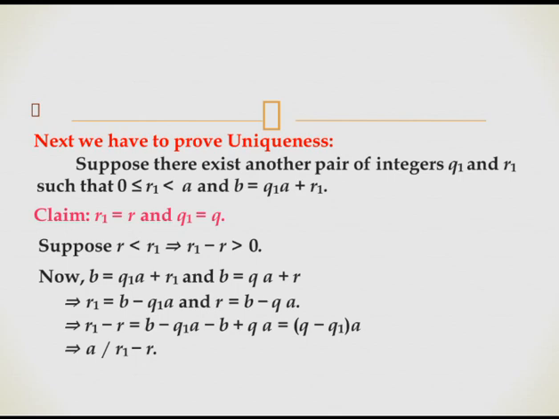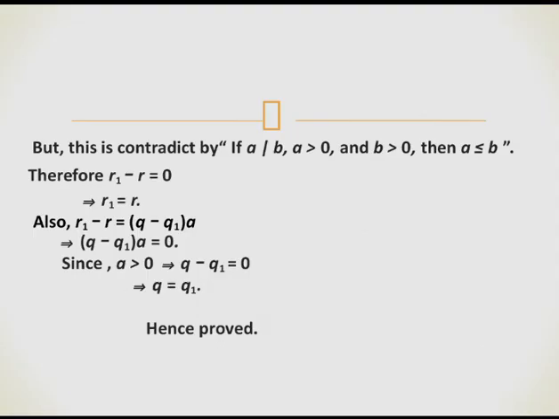Now take b which is equal to q1a plus r1 and b which is equal to qa plus r, which implies r1 is equal to b minus q1 into a and r is equal to b minus qa. From the above equations, we get r1 minus r which is equal to (q minus q1) into a. By the definition of divisibility, we can write it as a divides r1 minus r. But this is a contradiction to the result: if a divides b, a greater than 0 and b greater than 0, then a is less than or equal to b. Therefore, r1 minus r equals 0, which implies r1 equals r.